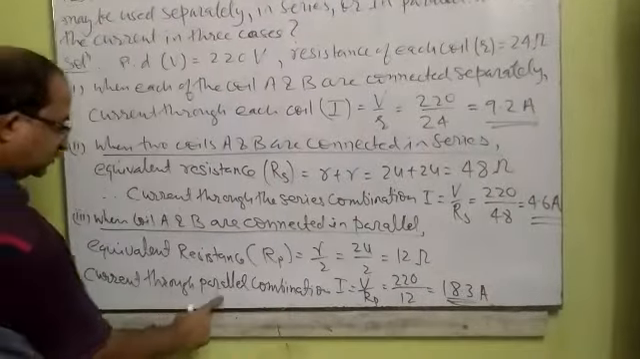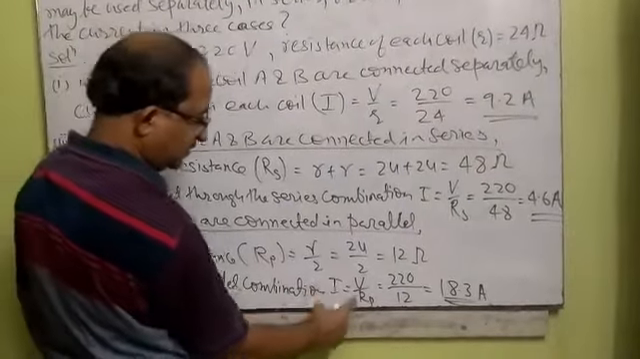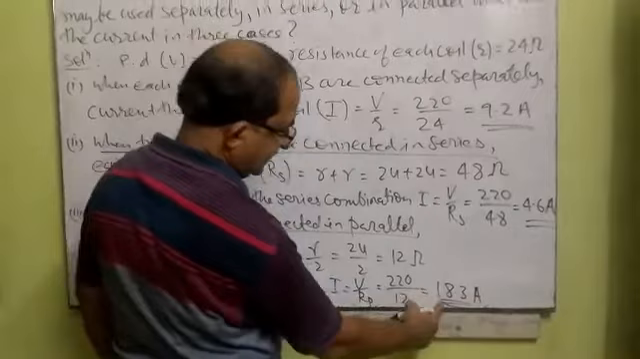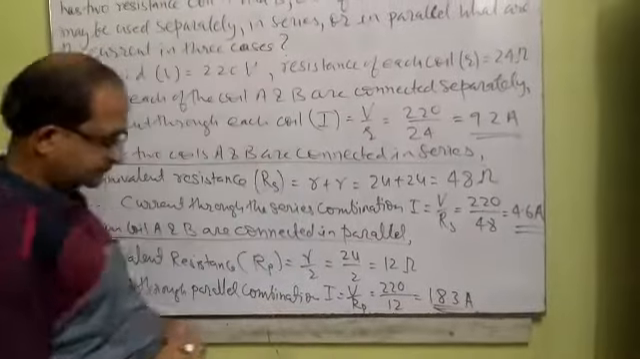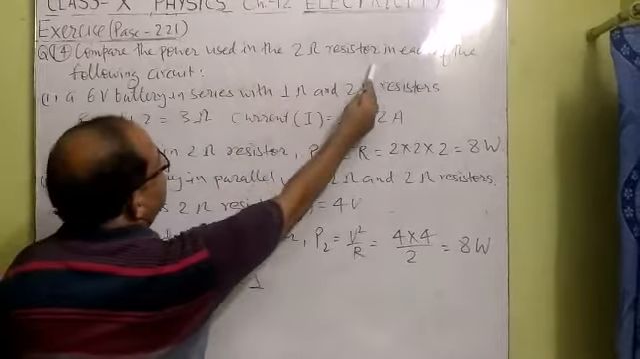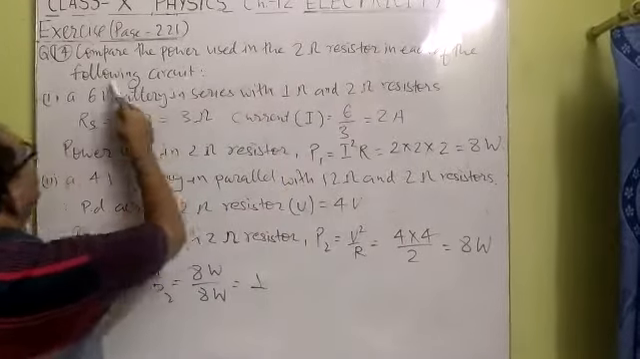Now the current through the parallel combination, I is equal to V by Rp, means 220 upon 12. It is 18.3 ampere. Question 14: Compare the power used in the 2 ohm resistor in each of the following circuits.